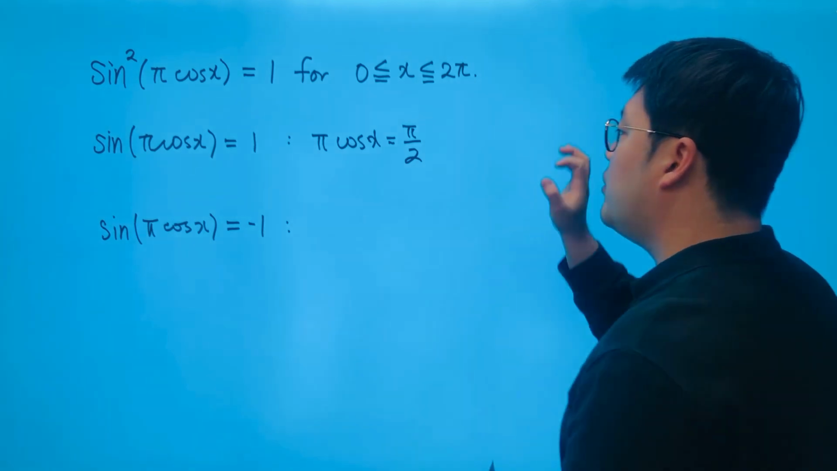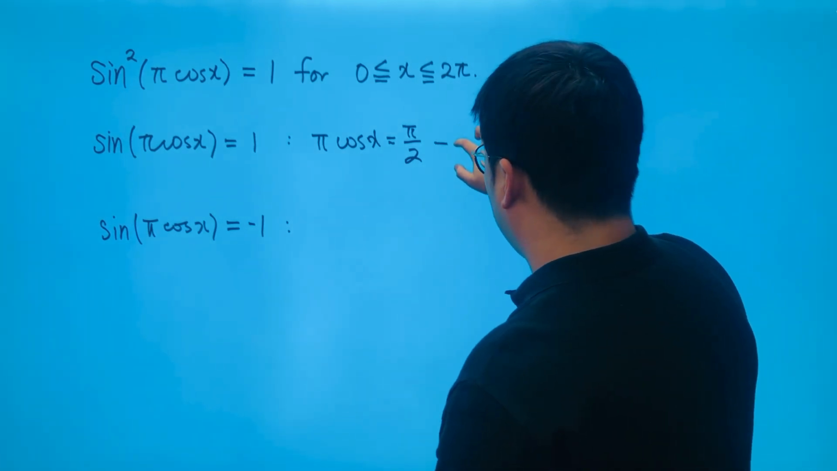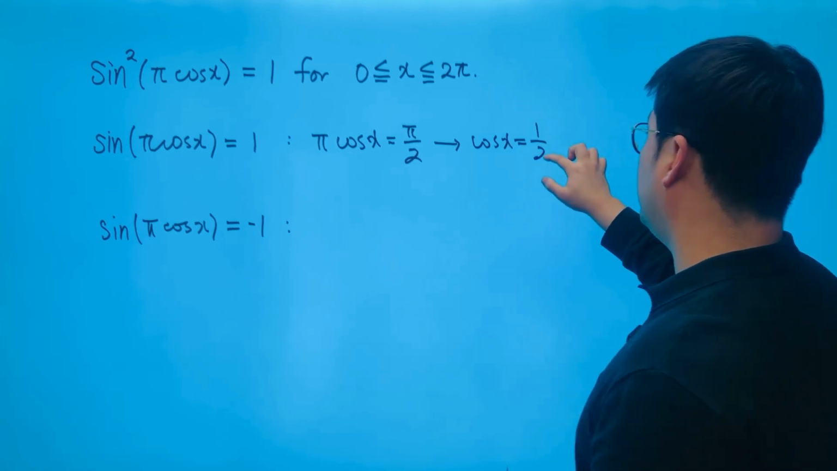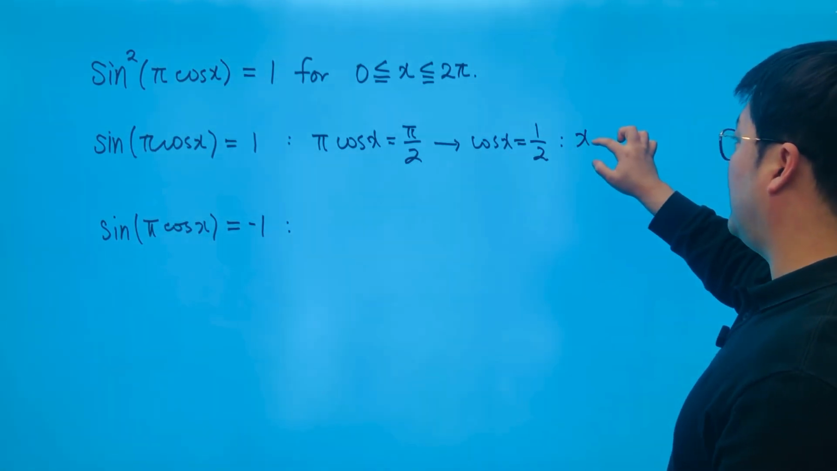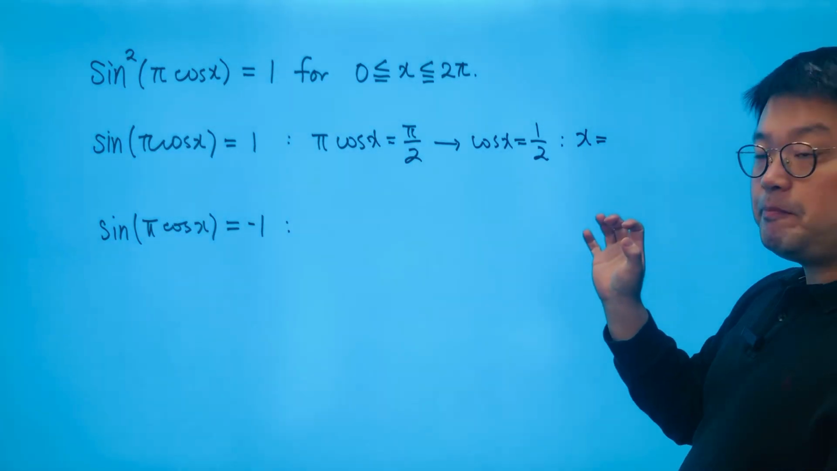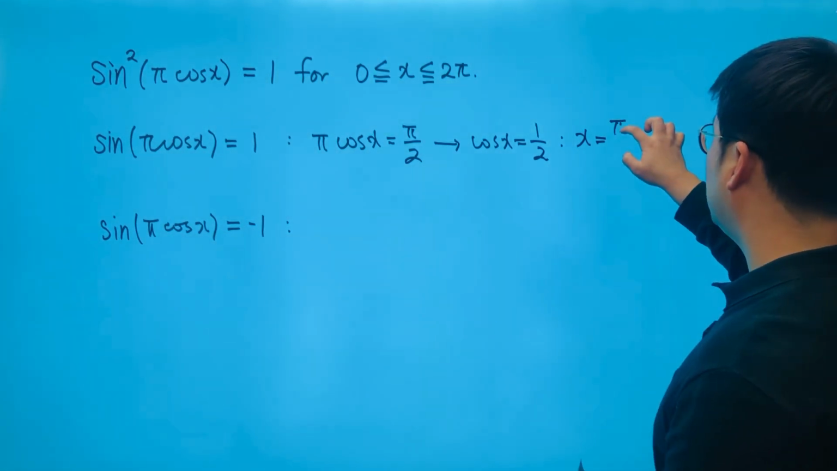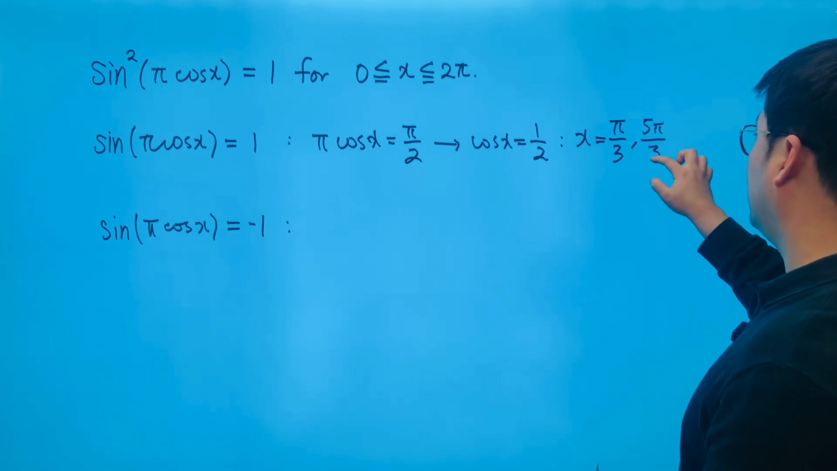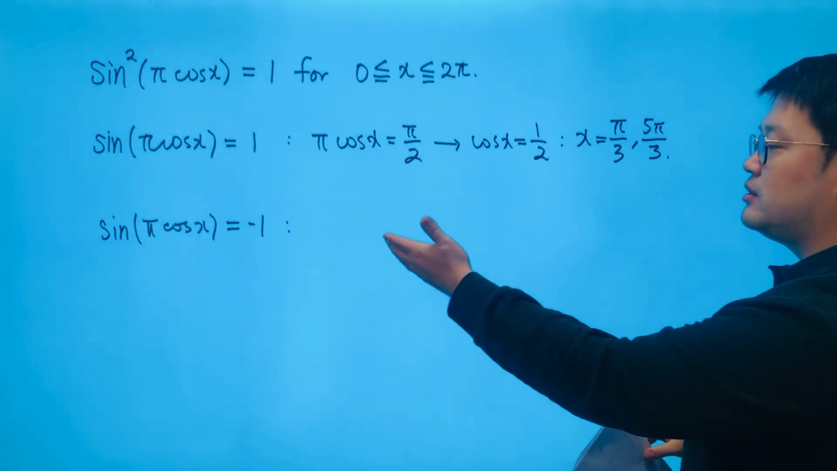So we have this information such that cosine x has to be just 1 over 2. So when do we get those values? Well, x is going to be pi over 3 or 5 pi over 3.